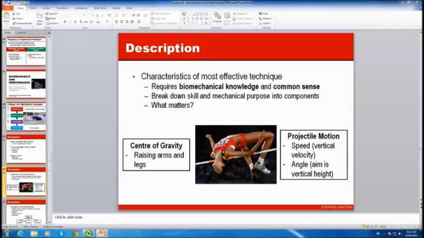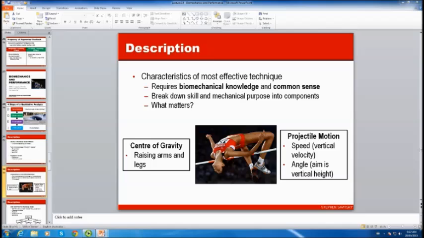This step is in combination of two things. It's me understanding the biomechanics and me understanding common sense. If I say to you, you've got to get over the bar, however, jump at 90 degrees, this is impossible. If you had a perfect biomechanist with no common sense, they'd just instruct the person 90 degrees. It's not going to work.